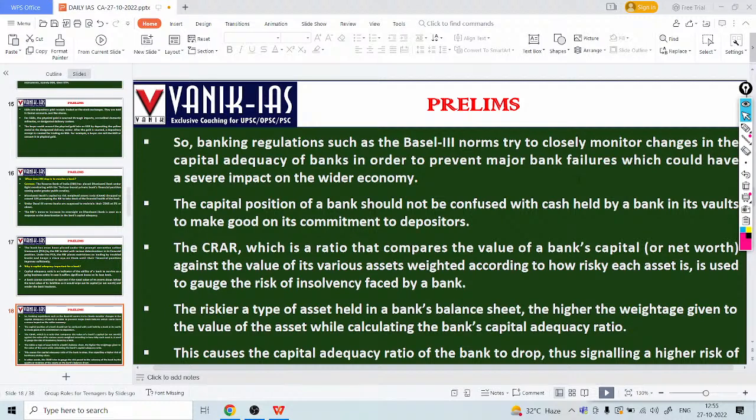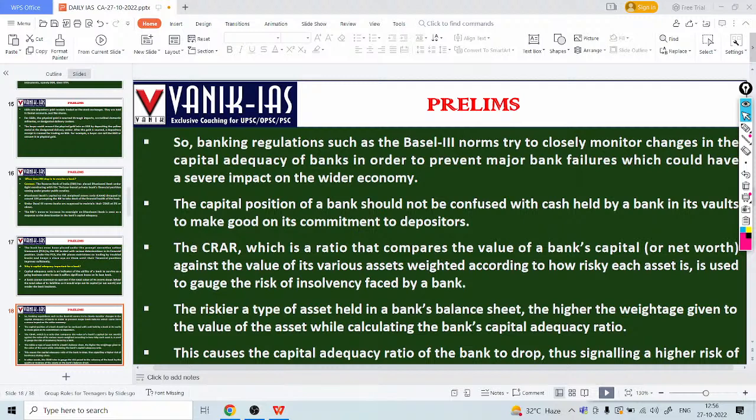The capital to risk weighted asset ratio, CRAR, is a ratio that compares the value of a bank's capital or net worth against the value of its various assets, meaning loans, weighted according to how risky each asset is, used to gauge the risk of insolvency faced by a bank. How much loan it has given and what is the risk of each and every asset. That means each and every loan given by the banks.